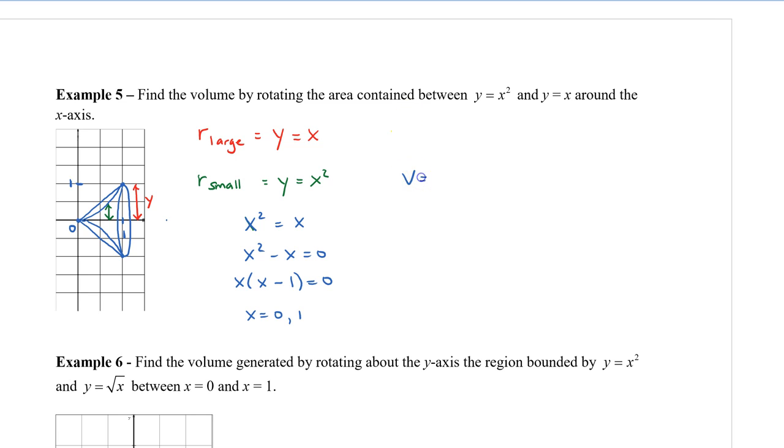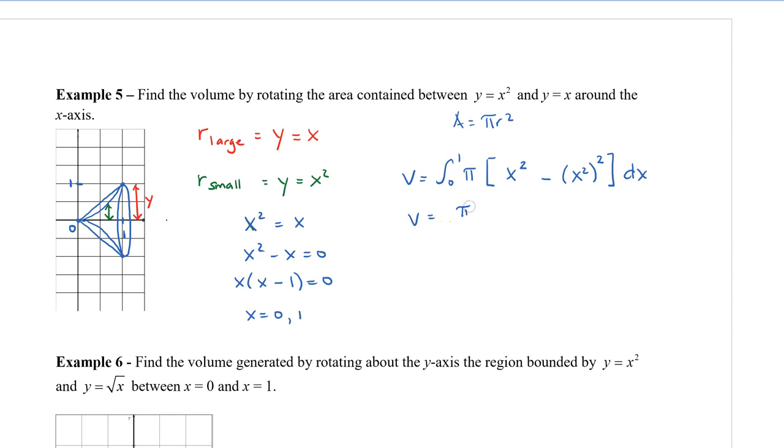So to find the volume, it is the integral from 0 to 1 of pi. My outer radius is going to be x, and then squared, because it's pi r squared. Remember, the area of a circle is pi r squared. And then minus, the radius of my smaller one is going to be x squared, and we still need to square it as well. And this is going to be dx because we're rotating about the x-axis.